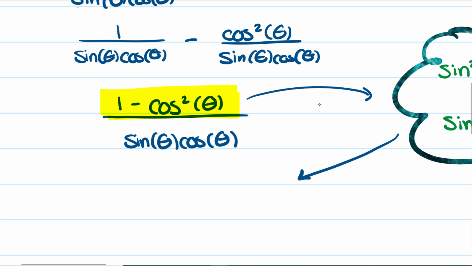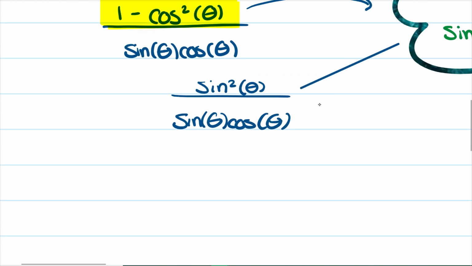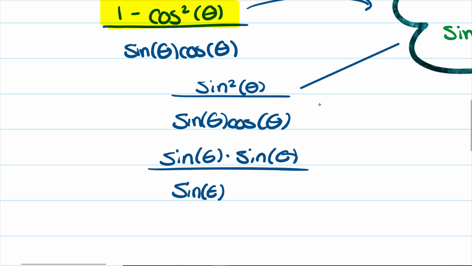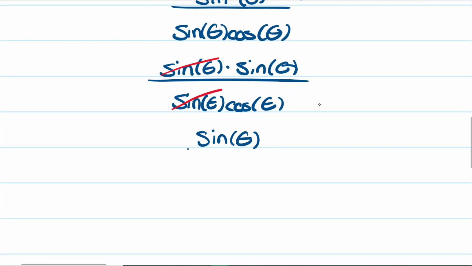So for my next step, 1 minus cosine squared is going to become sine squared theta, all divided by sine of theta times cosine theta. Now, the numerator literally means sine squared. So that means sine of theta times sine of theta, all divided by sine of theta times cosine theta. So then one of my sines is going to reduce off, and I'm left with sine of theta over cosine theta, and you're done.